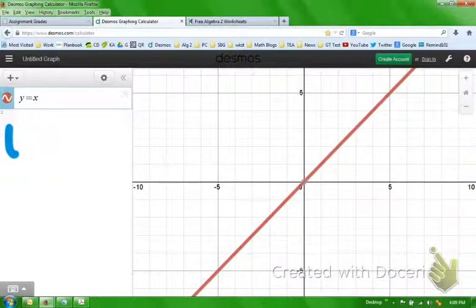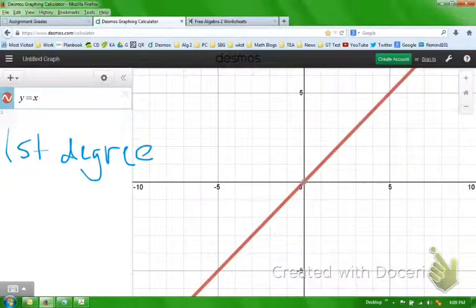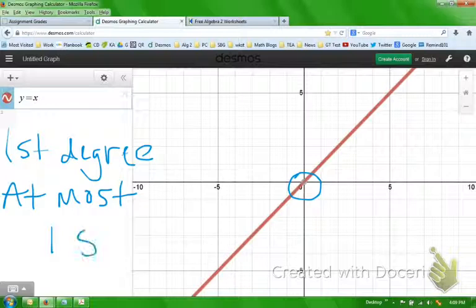Well, let's make this where you can not clutter up the screens quite so bad. It's a first degree. Now notice it doesn't have any bends in it. It crosses the x-axis one time. So we have at most one solution. And it has no turns.